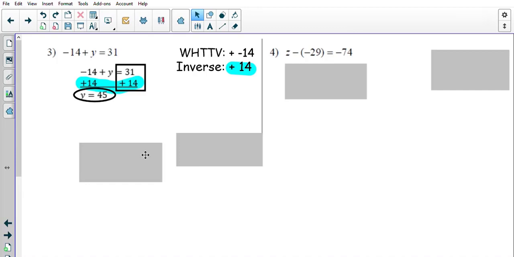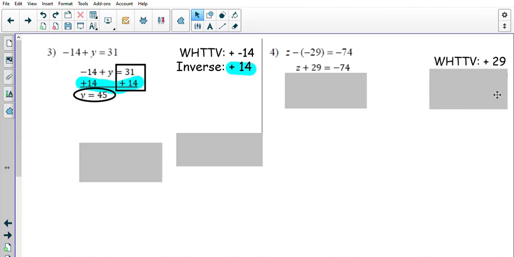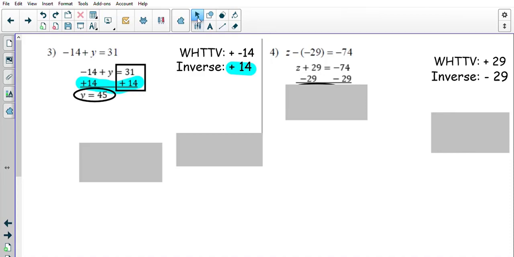All right, for number 4, I do suggest you start by rewriting this as z plus 29. That's just an easier equation to deal with. You could leave it as subtracting a negative 29, you'll get the same inverse, but I just think z plus 29 is easier to identify what's happening to the variable and the inverse. So what's happening to the variable when I add the opposite is add by 29. The inverse of that is subtract by 29.